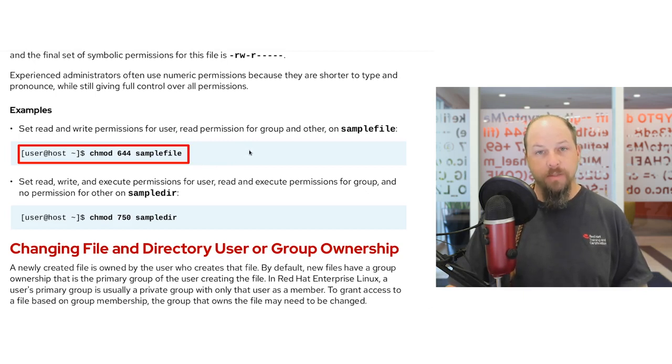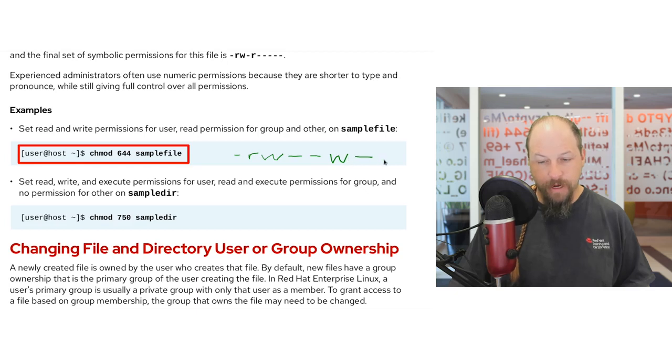RWX each corresponds to 4, 2, and 1. So we can determine that a 6 means that we wish to have the read and write bits for user. The 4 means that we have the read bit for the group ownership and members. And the last 4 means that we have the read permission for all others. Another way to express this would be to say -RW, then we would not have the read permission, we would have the write permission, and we would not have execute. And the same would be true for other.